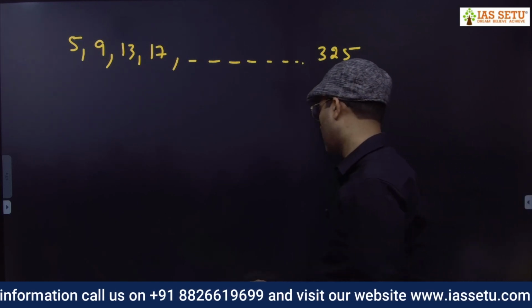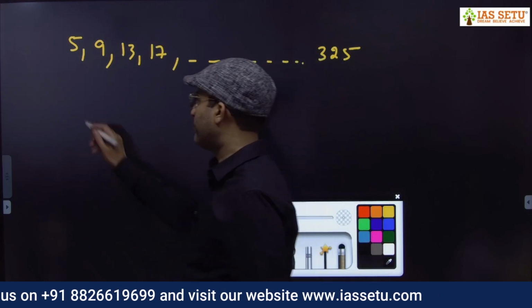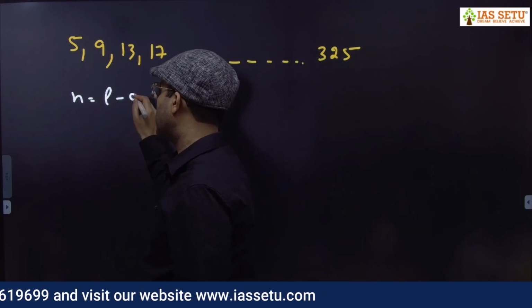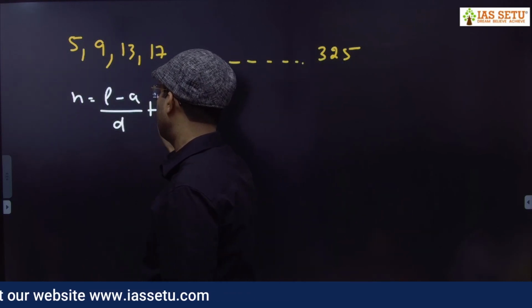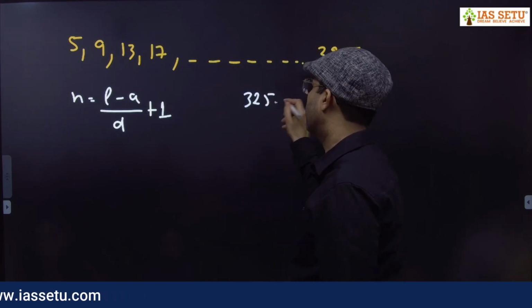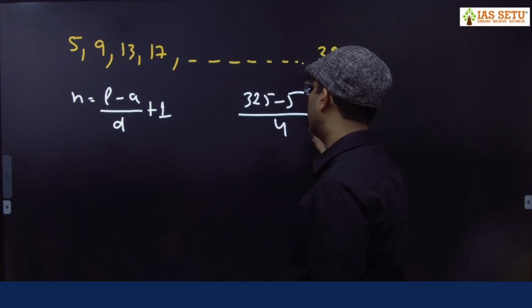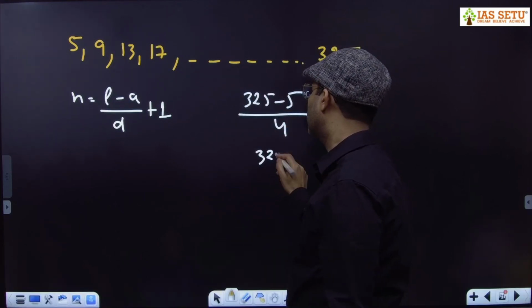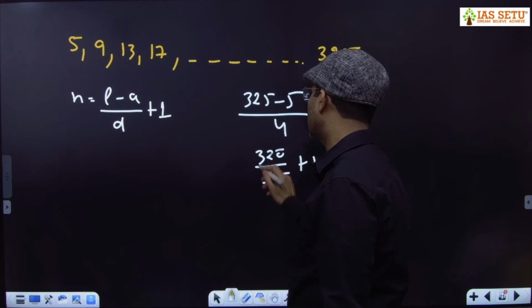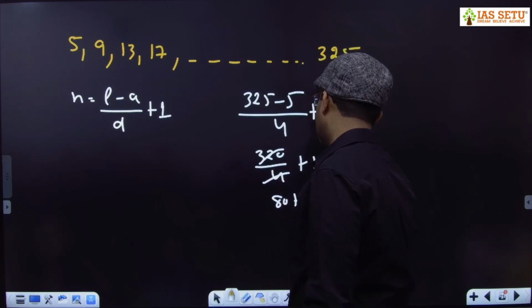Okay. So number of terms is nothing but last term minus first term divided by common difference D plus 1. It is 325 minus 5 upon 4 plus 1. 320 divided by 4 plus 1. So it is 80 plus 1. We have 81.